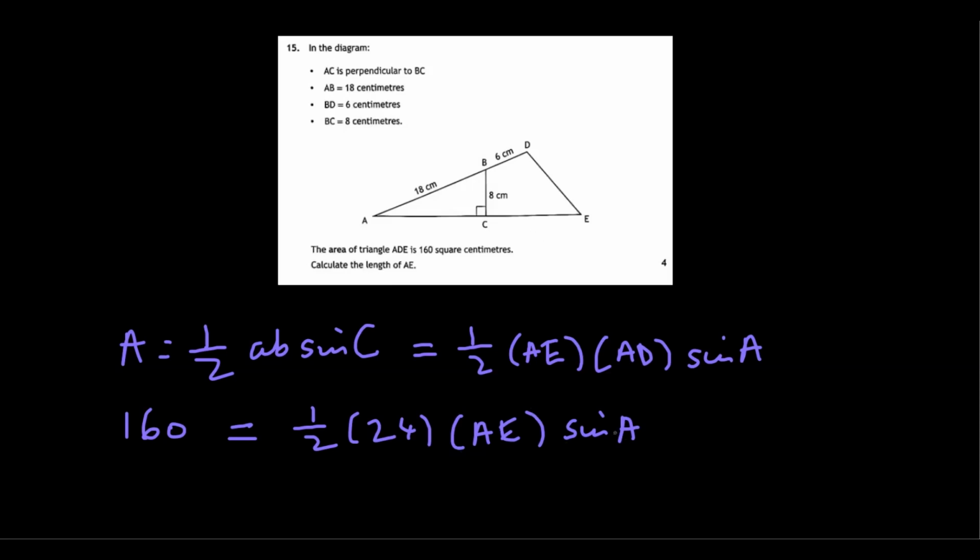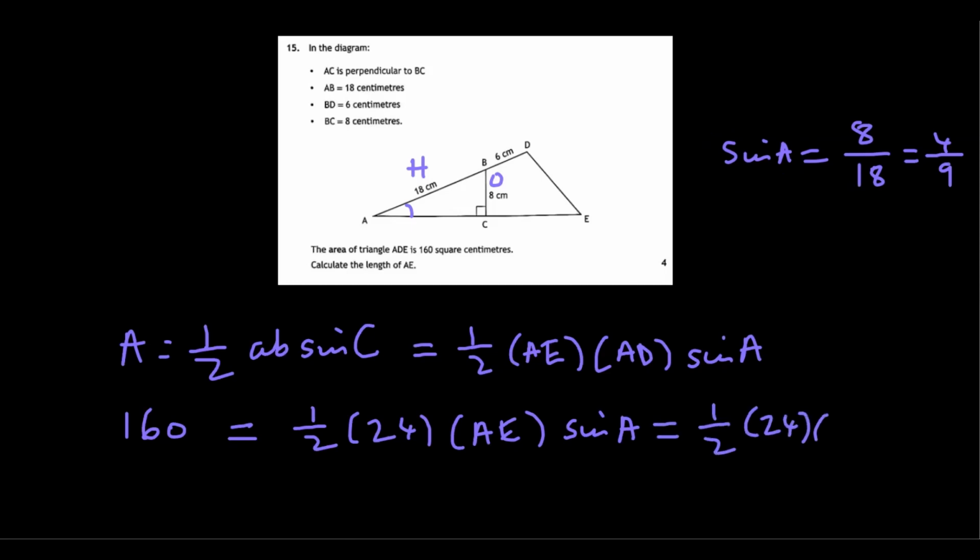So let's find sine A to begin with. So we have this side is opposite to this angle. So that would be the opposite side. And this would be the hypotenuse. So in terms of sine A, we can just use SOHCAHTOA to get opposite over hypotenuse, SOH. So that would be 8 over 18, which is 4 over 9. And that gives us sine A. So this becomes a half 24 times AE times sine A, which is 4 over 9.